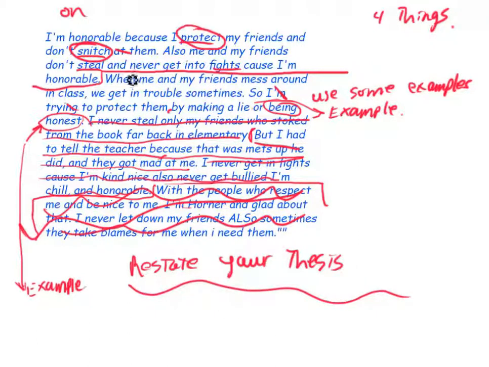If you want your topic sentence to be about you not stealing and you not getting into fights, then that's fine. You can get rid of the protection and snitching, but narrow it down to 2 things. That's 4 things. You want to narrow it down to 2 things, and you want to prove those 2 things through lots of good details. All right? If you need help, I can try to help you in class, but we need to revamp this paper and make it better.